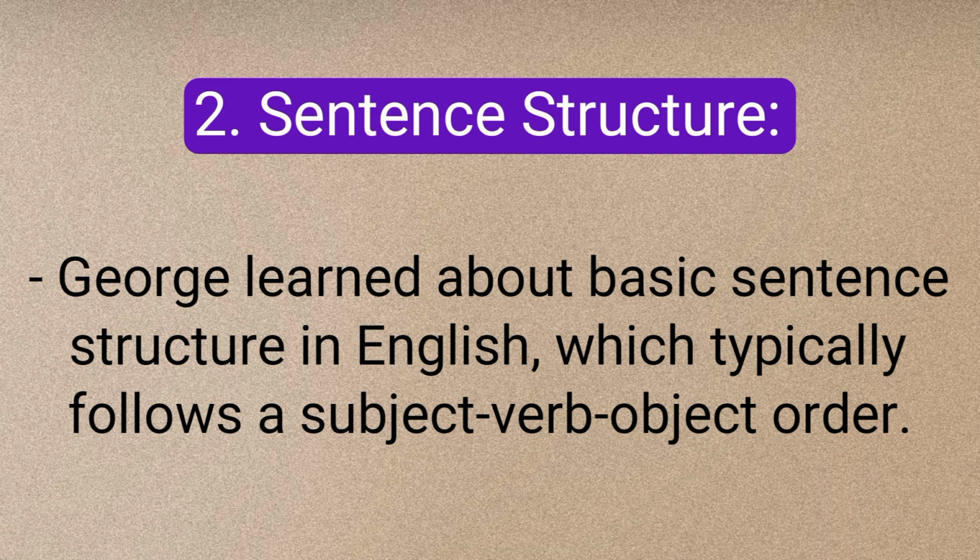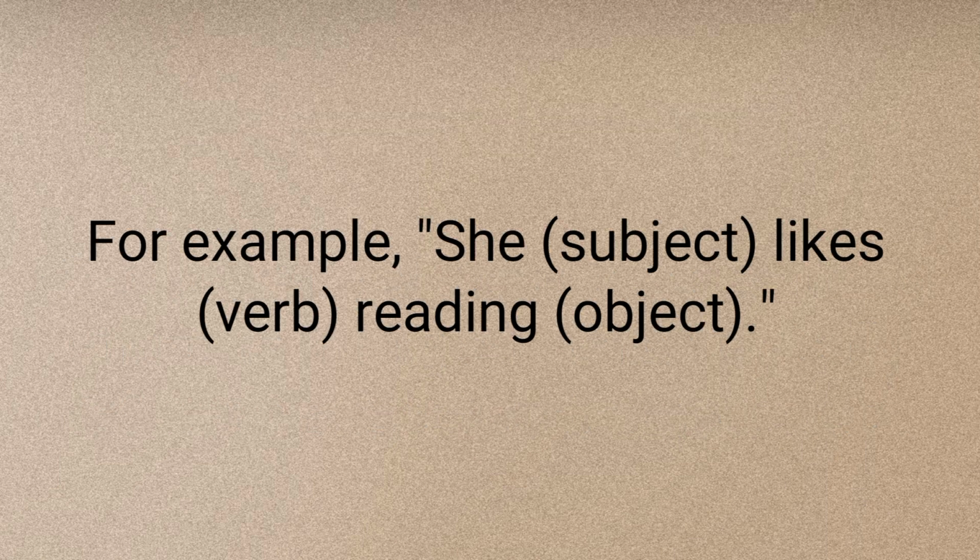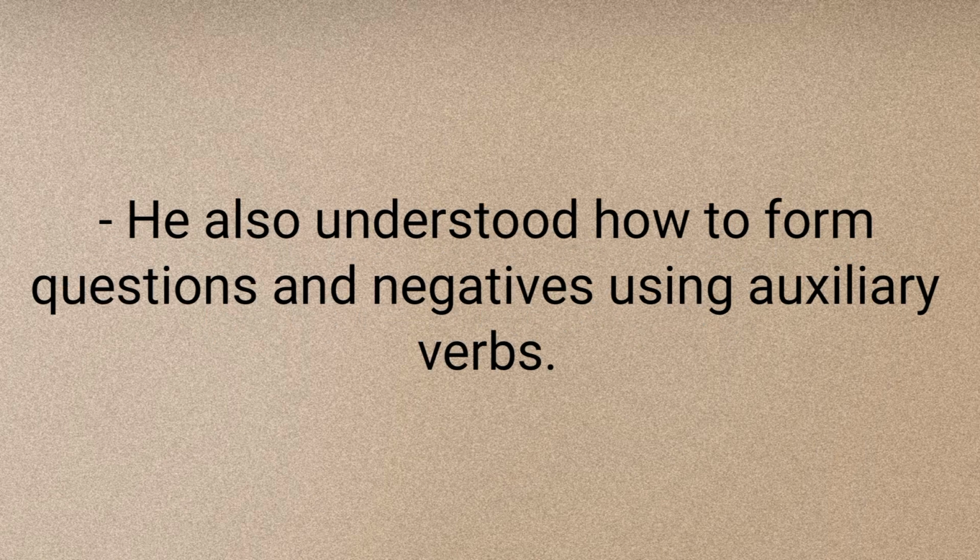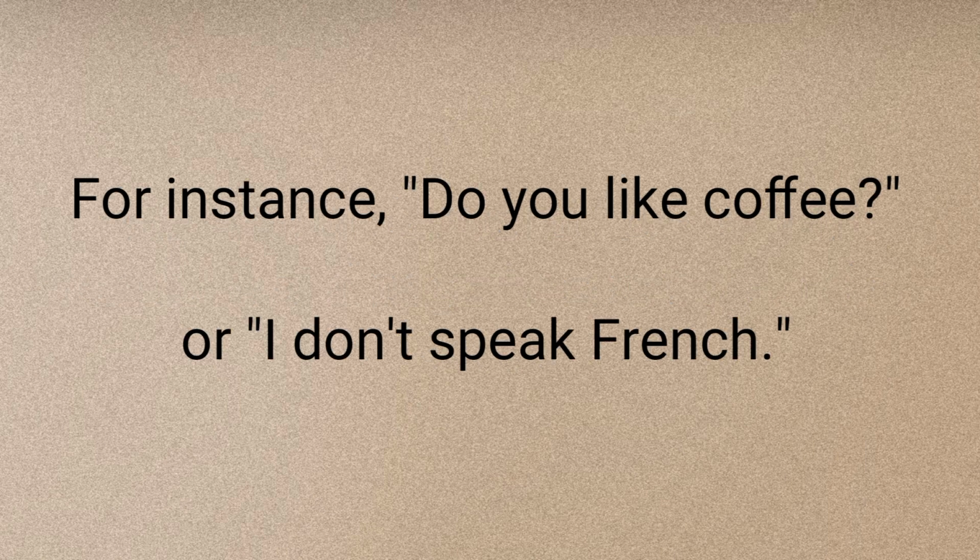2. Sentence structure. George learned about basic sentence structure in English, which typically follows a subject-verb-object order. For example, she (subject) likes (verb) reading (object). He also understood how to form questions and negatives using auxiliary verbs. For instance, do you like coffee? Or, I don't speak French.